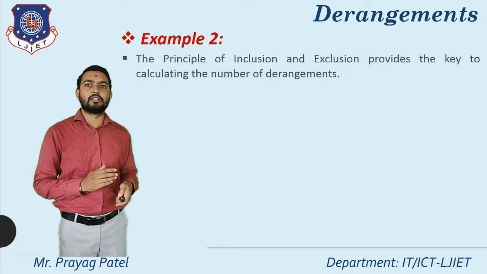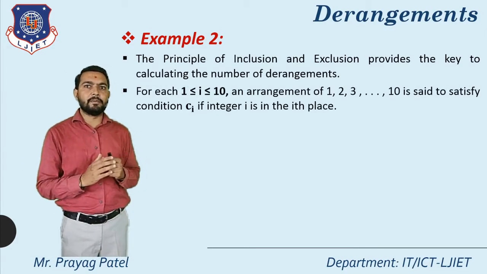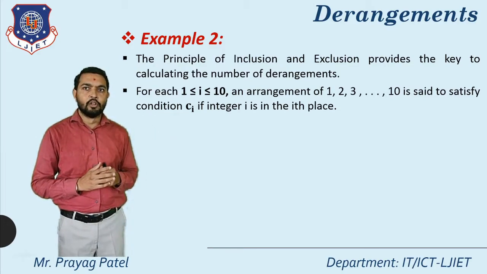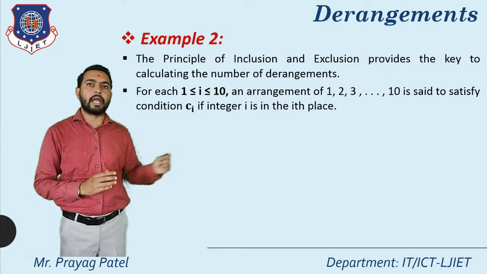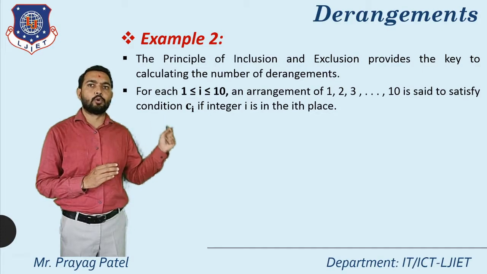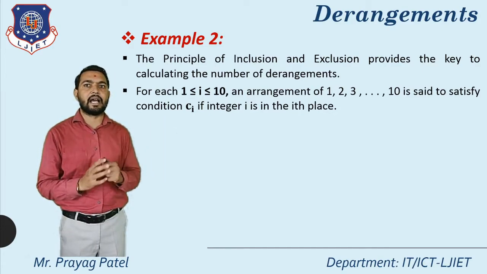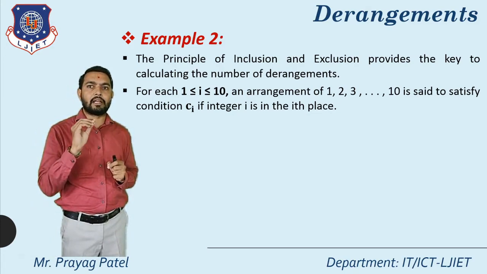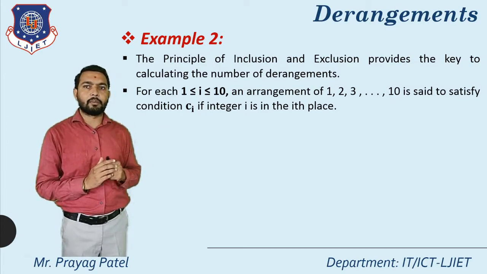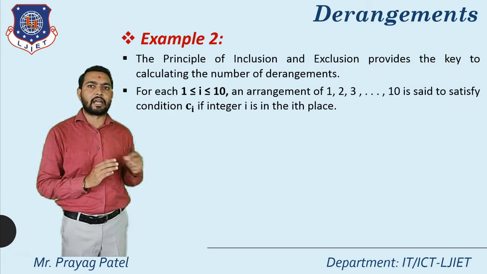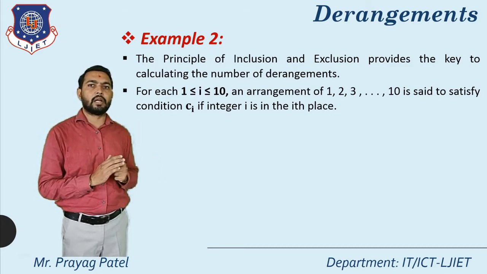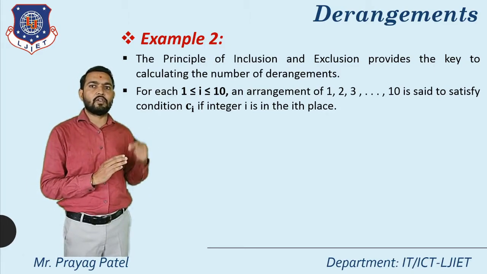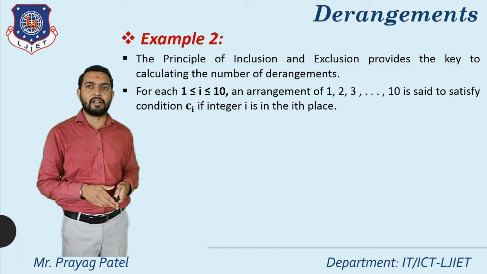So how can we find the solution of this problem? The principle of inclusion and exclusion provides the key to calculate the number of dearrangements. So for 1 less than or equal to i less than or equal to 10, the arrangement of the numbers 1, 2, 3 up to 10 is considered as a condition Ci. Now C1 means the first number is not at the first position. C2 means the second number is not at the second position. C3 means the third number is not in its particular position. So like this we can consider C1, C2, C3 up to C10, 10 different conditions.